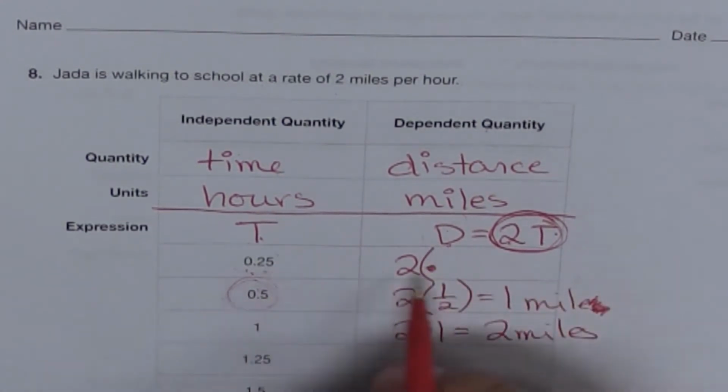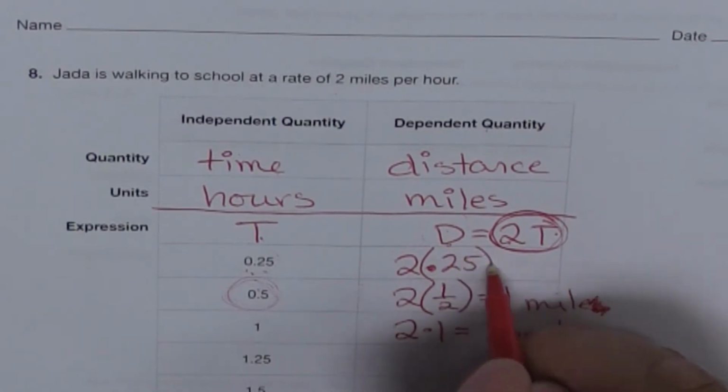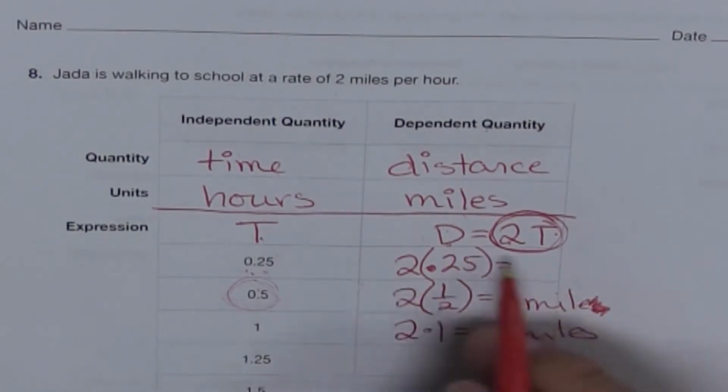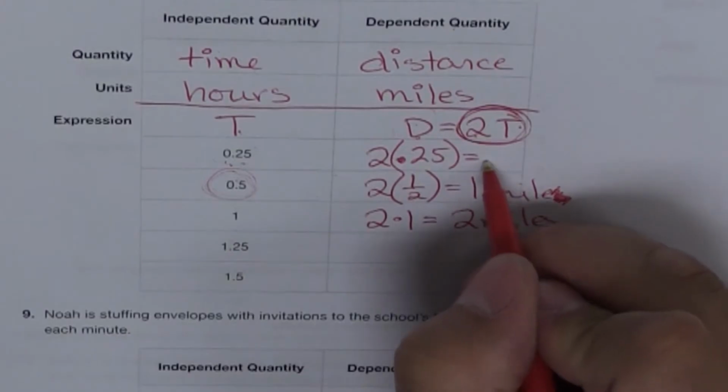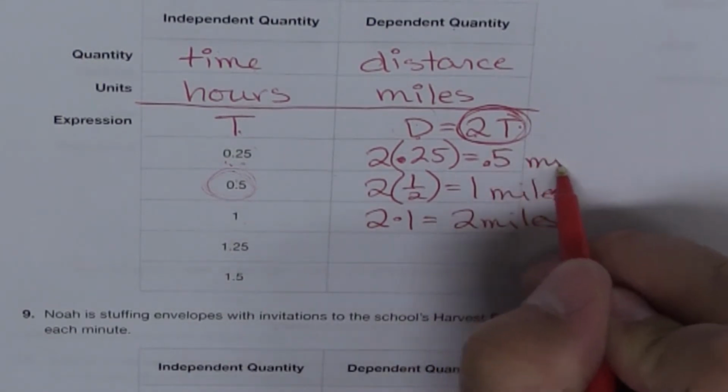Let me see. If I take 2 and multiply it by 0.25, that's going to be equal to, I don't need a calculator. That's going to be exactly half a mile. Let's keep on keeping on.